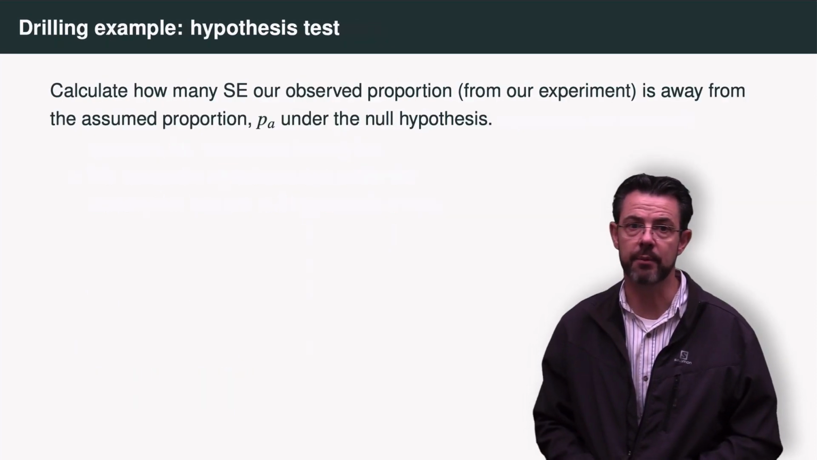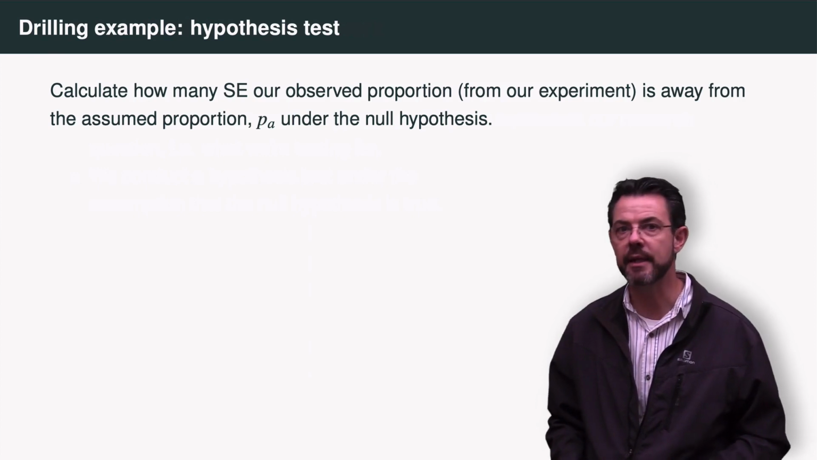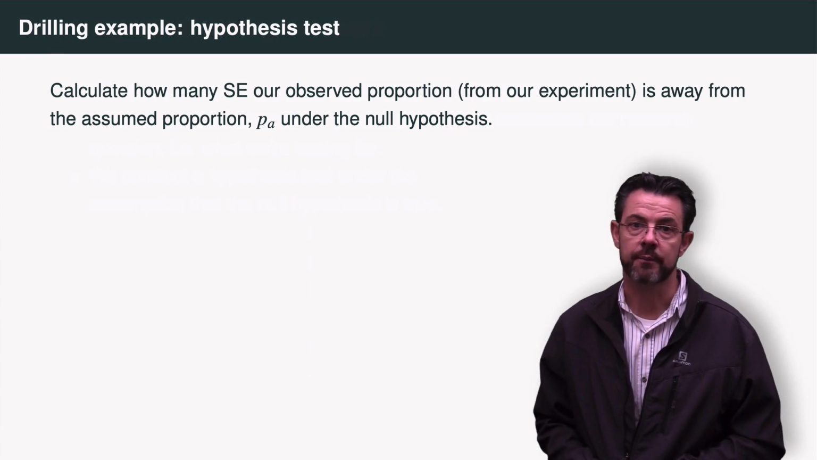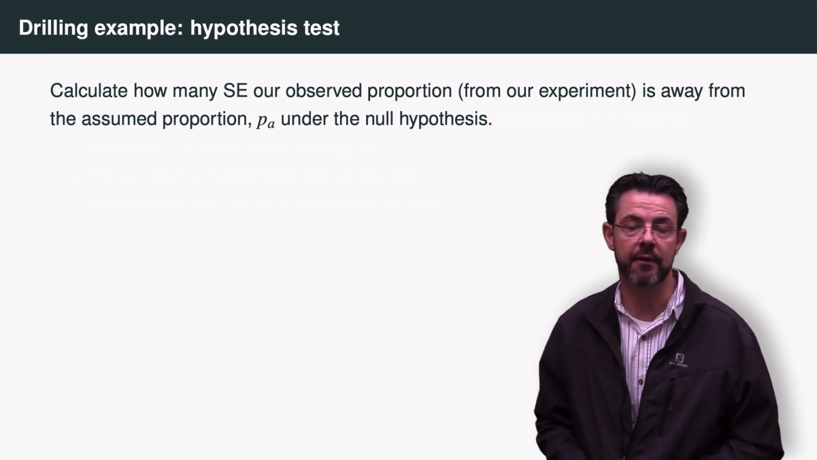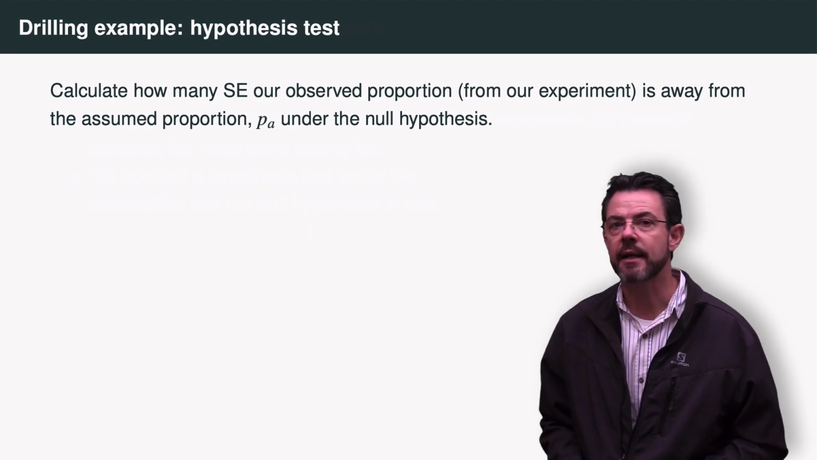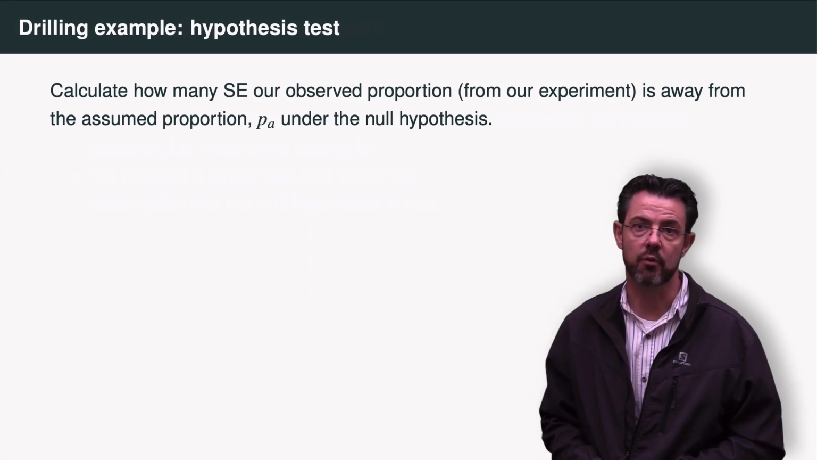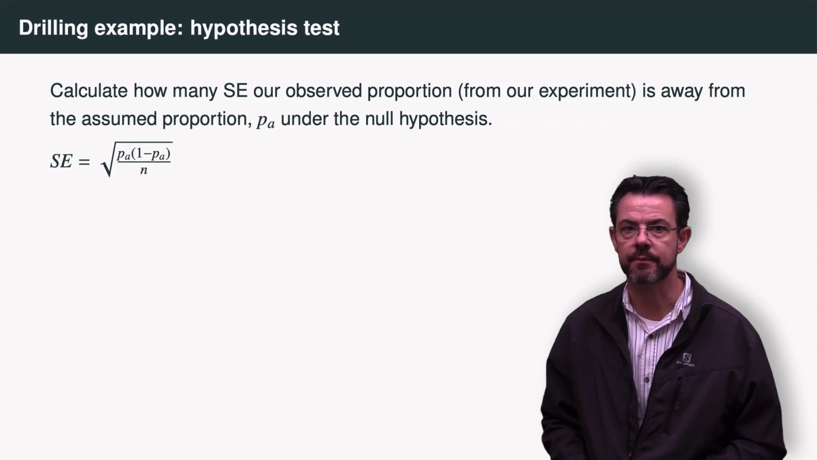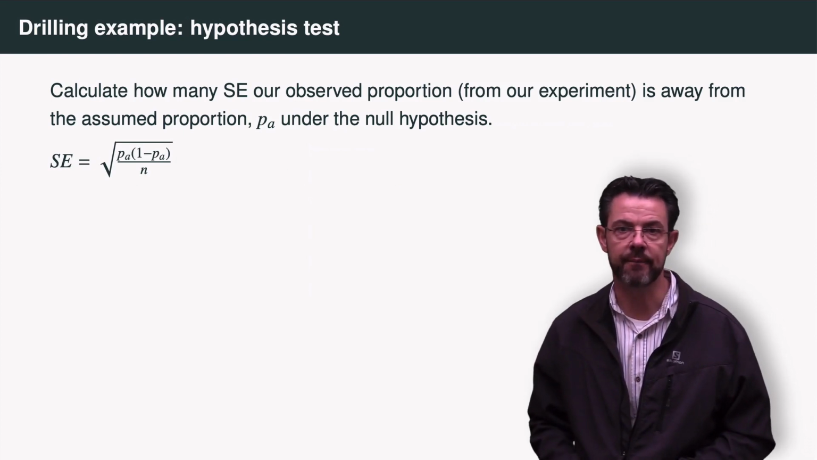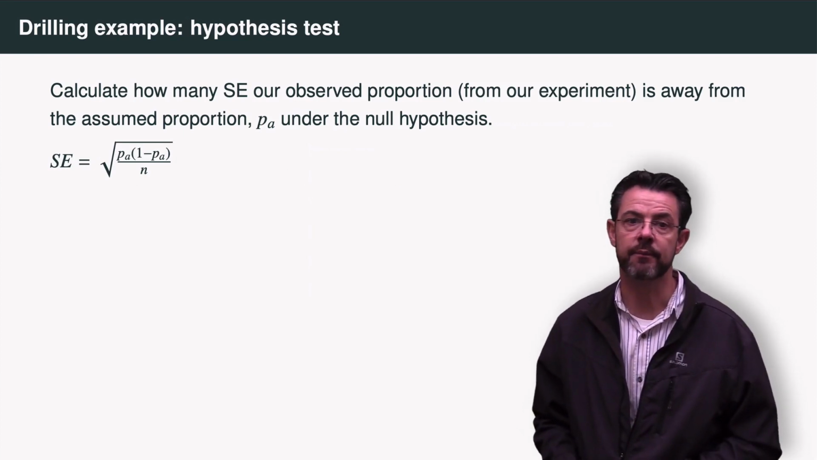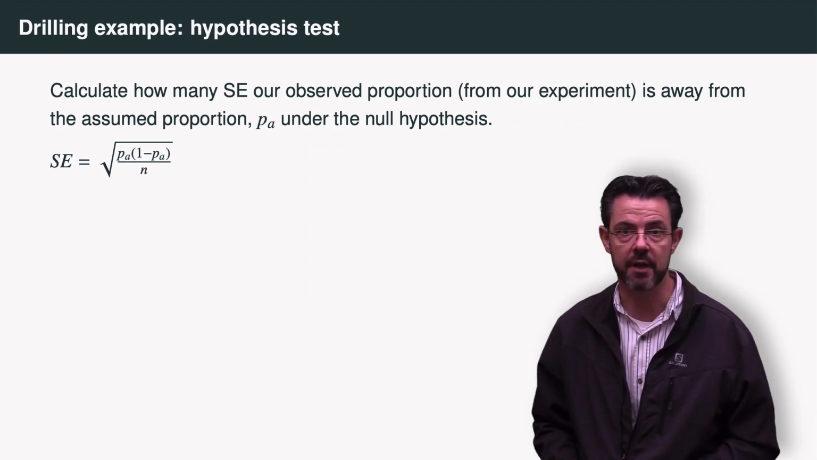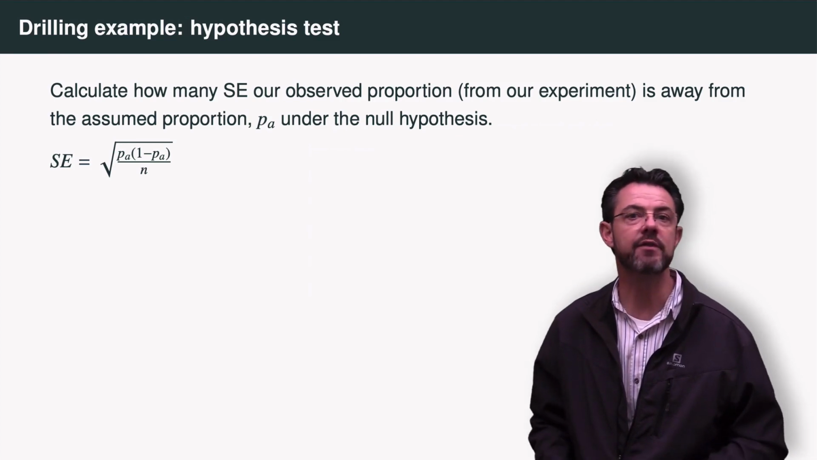So for our drilling example, we will calculate how many standard errors our observed proportion from our experiment, our 30 samples, is away from the assumed proportion, which is denoted by PA under the null hypothesis. We calculate the standard error as this assumed proportion multiplied by 1 minus the assumed proportion, divided by the number of samples. Take the root of that. That gives you your standard error.